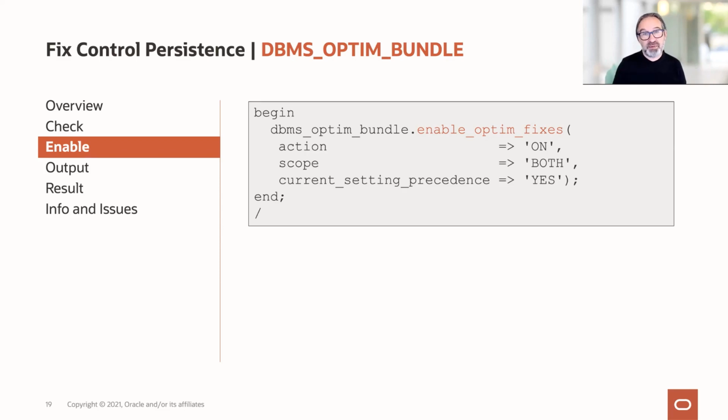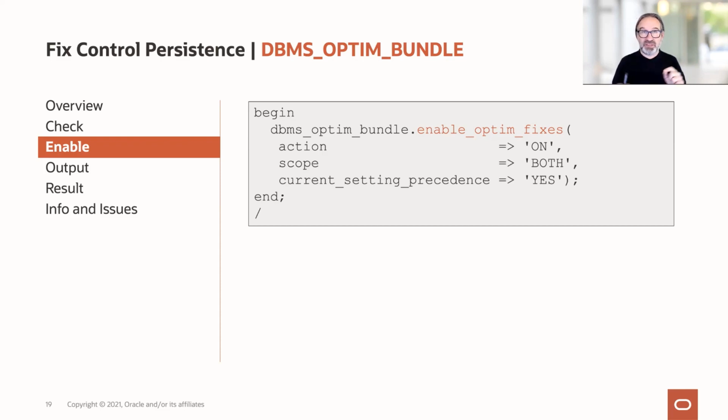We say DBMS_OPTIM_BUNDLE.ENABLE_OPTIM_FIXES, action ON, yes, turn them on, scope both for memory and SPFILE. And the last setting, current setting precedence, YES by default, means when you had, let's say, the October RU for 19c already, and you use DBMS_OPTIM_BUNDLE, and now you go to the January one, and you call it again. And there was something disabled at will before. Even though you enabled a lot, you disabled something because you decided, I don't want to have that, or you had an issue with this.